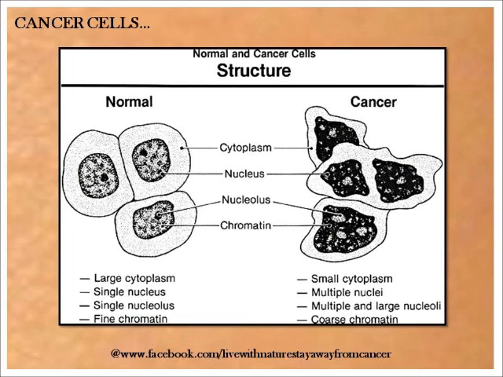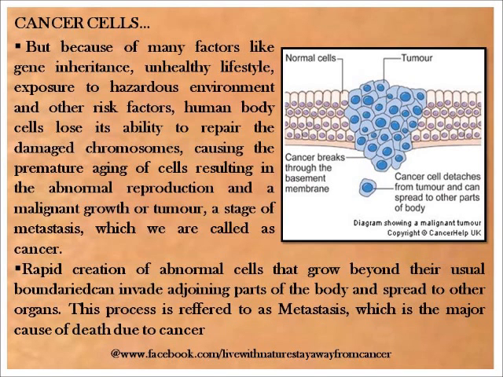But because of many factors like gene inheritance, unhealthy lifestyle, exposure to a hazardous environment, and other risk factors, human body cells lose their ability to repair the damaged chromosomes, causing the premature aging of cells, resulting in abnormal reproduction and a malignant growth or tumor, a stage of metastasis which we call cancer.